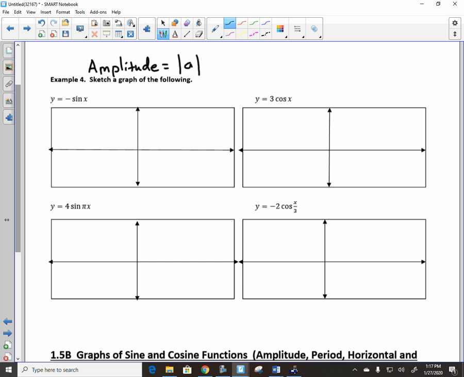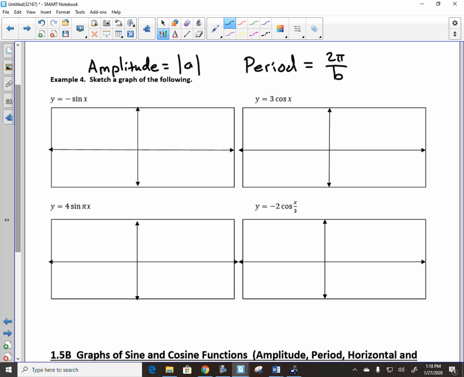Amplitude is the absolute value of A. It's what we talked about the other day. And the period is 2 pi divided by B. Okay, so amplitude, absolute value of A, period, 2 pi divided by B. That's the basis of what we talked about from Friday.